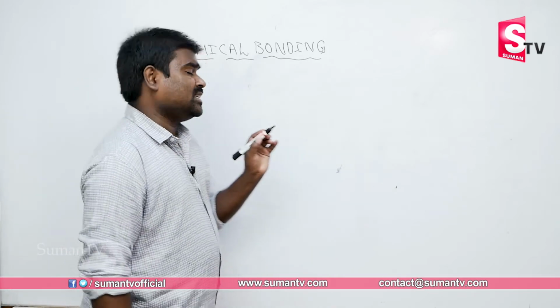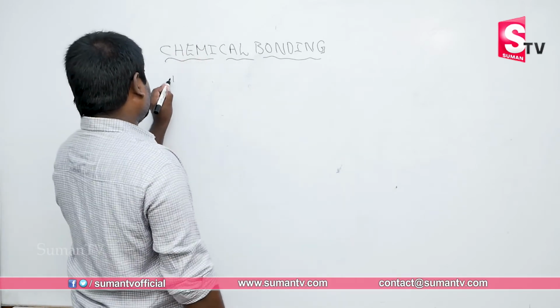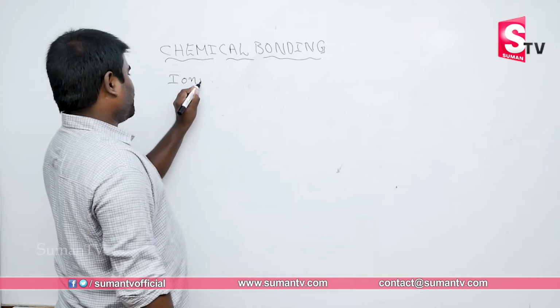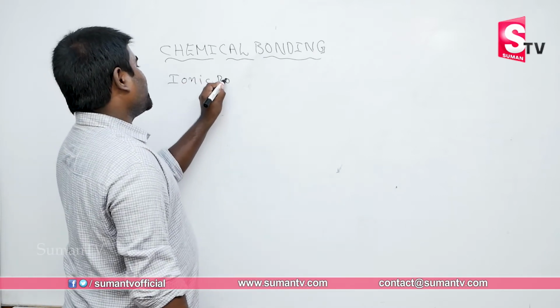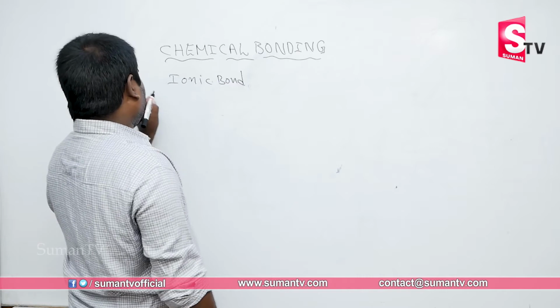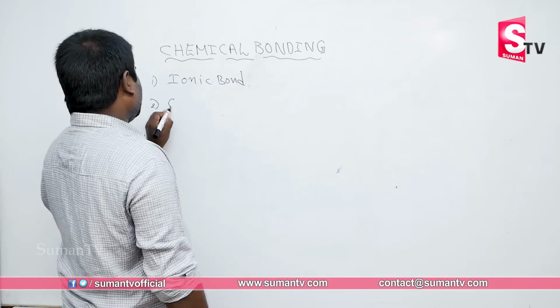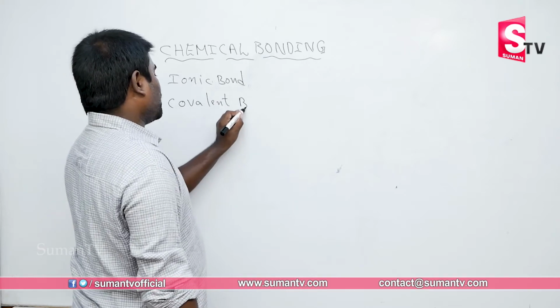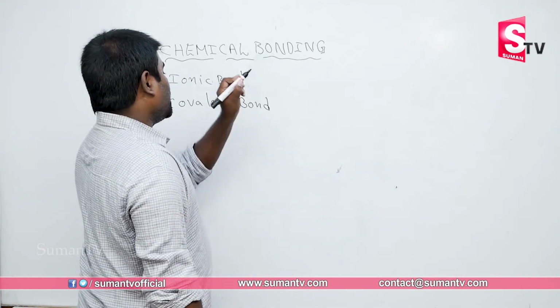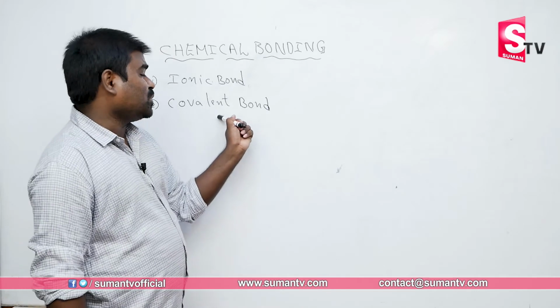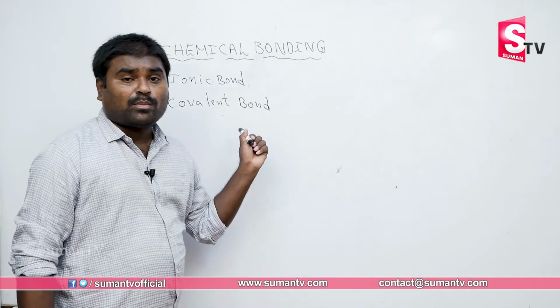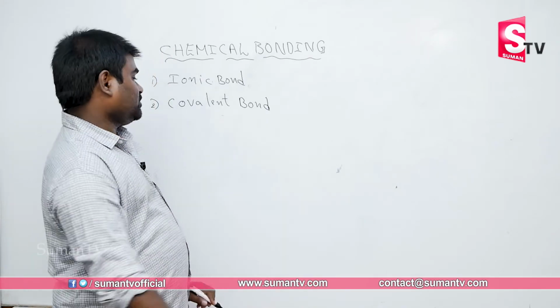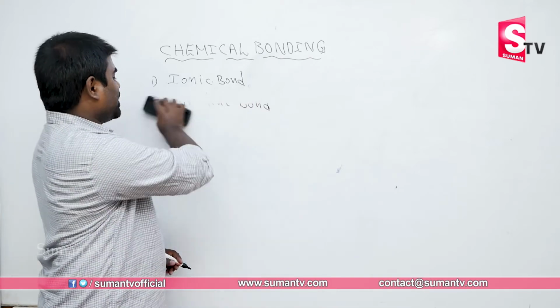How many types of bonds, children? First one, ionic bond. Second one, covalent bond. In your textbook, only these two are given. We are going to learn these two now. First one, children, ionic bond.